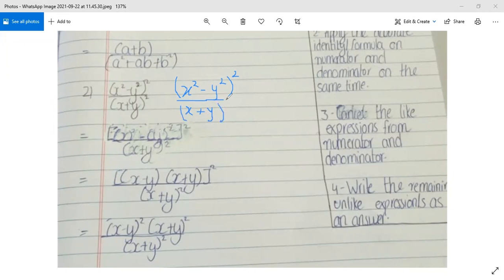Now if you see the numerator, there is a square, and this is one square and this is the other square. So I want to highlight this one. The first square is this and the outside one is this. So I will apply the formula here first on the inside square.